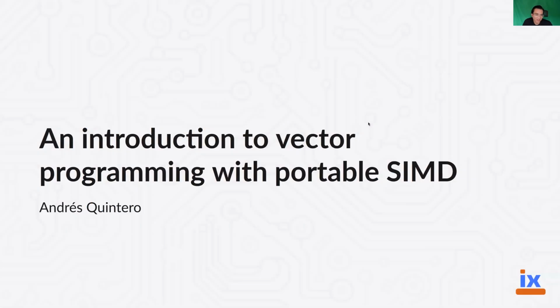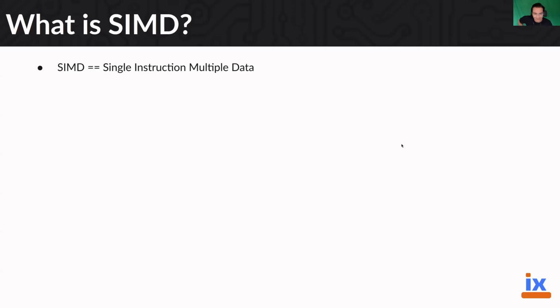So this talk is an introduction to vector programming with portable SIMD. This is kind of the talk I would have liked to see when I was just starting to write SIMD code. It's a little bit confusing getting started, and a lot of the code online is a little bit too much in your face. So perhaps this is a good introduction for someone that wants to get into SIMD with Rust.